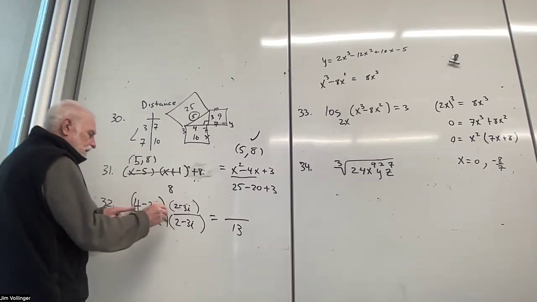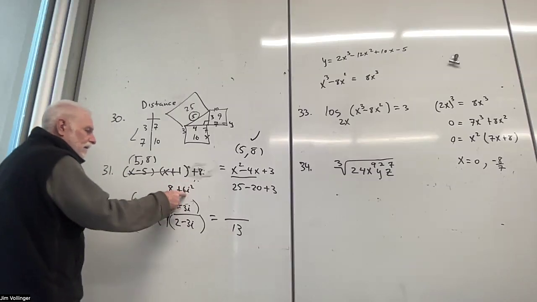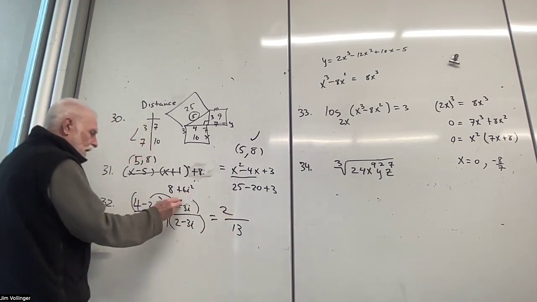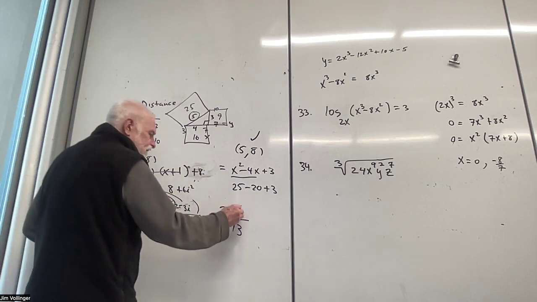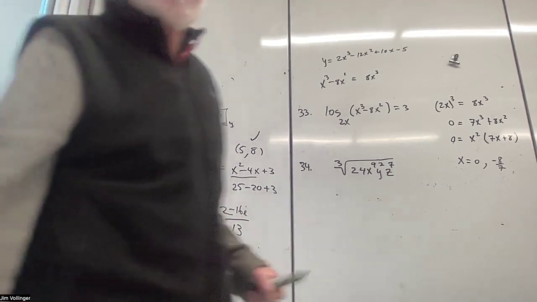4 times 2 is 8. Minus times a minus is a positive 6i squared. 8 minus 6 is 2. And then I get minus 4i, minus 12i, minus 4, minus 12, minus 16i. Hopefully I thought about that enough not to make a careless mistake.